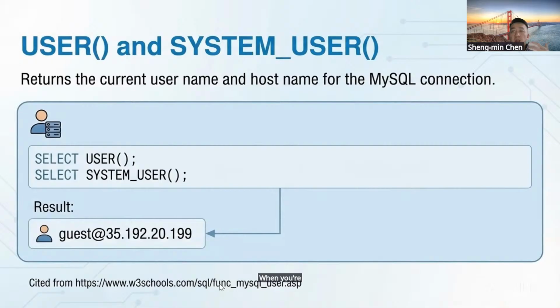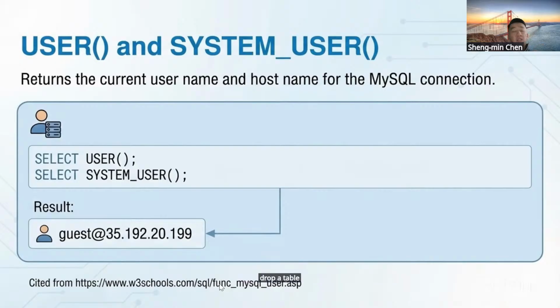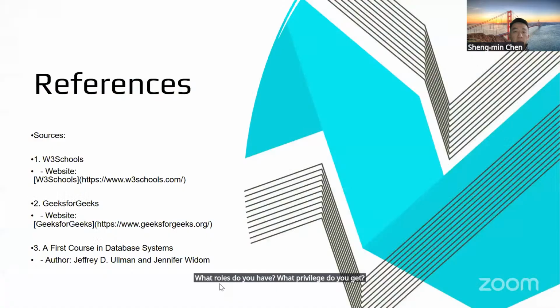Sometimes you're just running into an error: you cannot delete something, you cannot insert something, or you cannot drop a table or update a key, and you don't know why. This is sometimes the first step you will take, to find out what roles you have and what privilege you get. Okay.